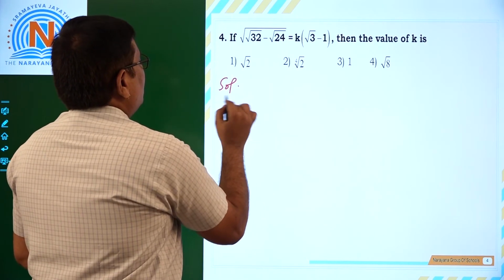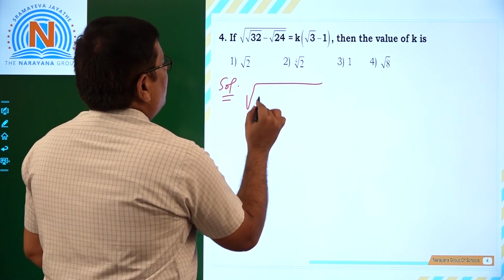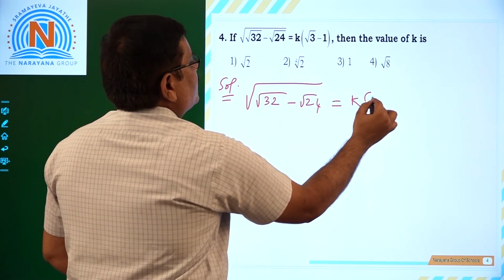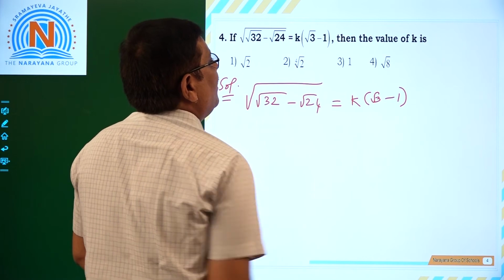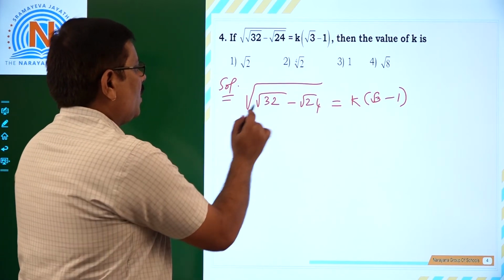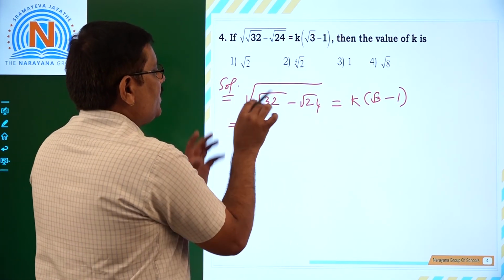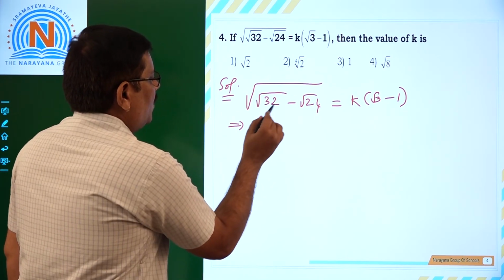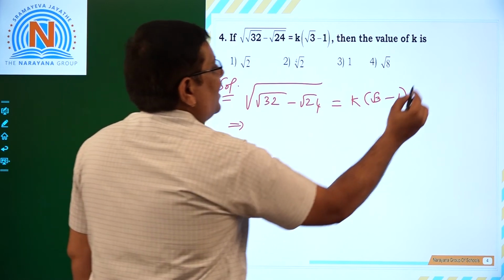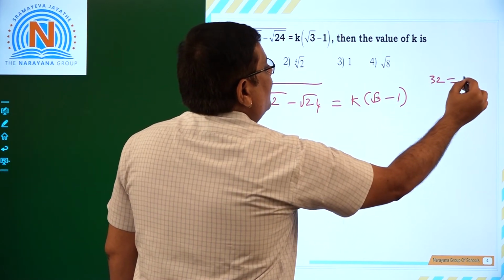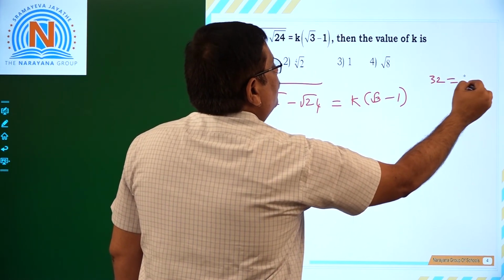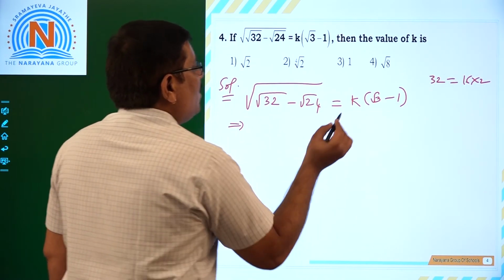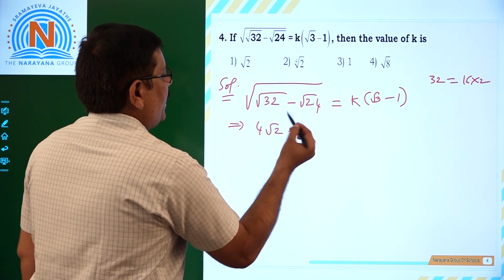If square root of root 32 minus root 24 is k times of root 3 minus 1, what is k? To remove the root, we square on both sides. What do we have? Root 32, I will write as 16 times 2 under root, so root 32 will become 4 times root 2 minus.